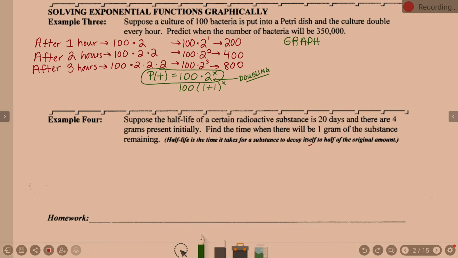Basically, we want to know when 100 times 2 to the x equals 350,000, right? So we're going to graph both of these. We're going to graph y equals 100 times 2 to the x, and we're going to graph y equals 350,000. And our goal is going to be to find out when they cross, when they intersect.